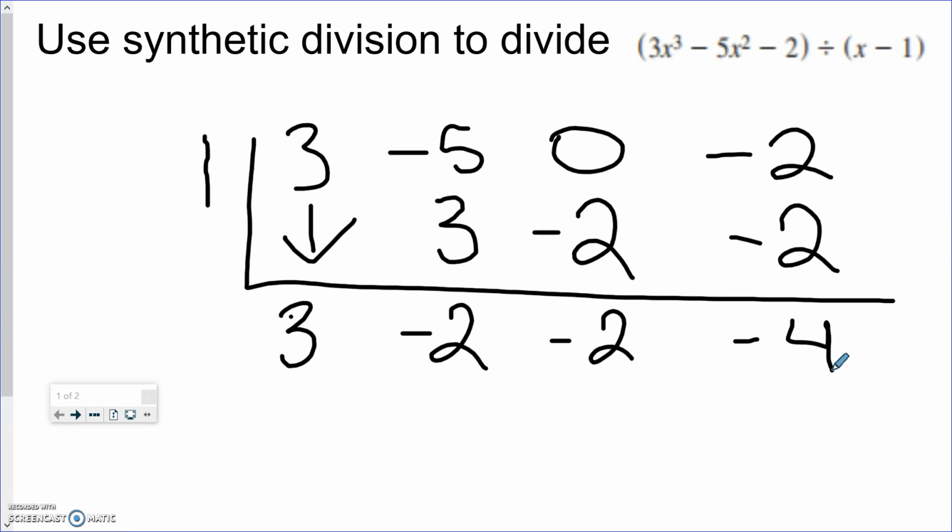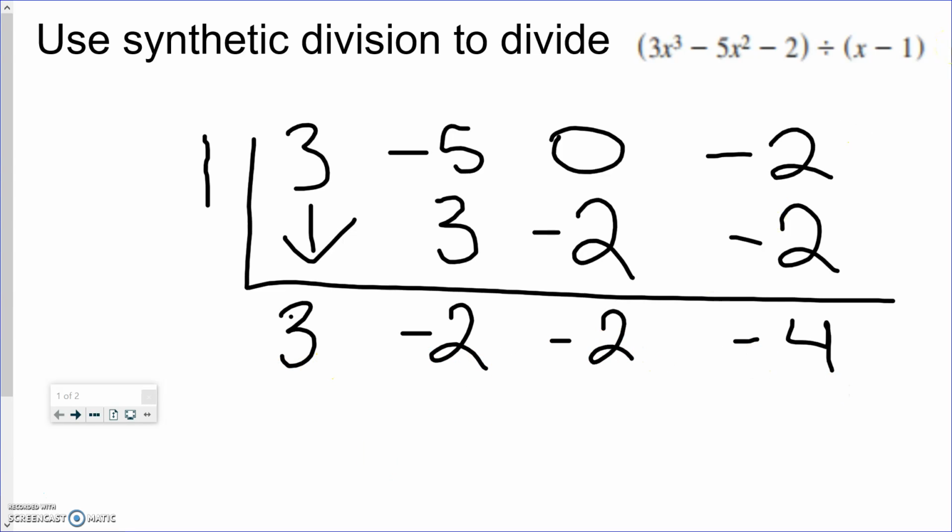Now we're ready to write out our answer. Our answer is going to have these numbers as our coefficients. The answer all the way to the right is always going to be our remainder. The answer next to that is going to be our constant term. Next to that is the coefficient for our x. And next to that is our coefficient for our x squared. If it continued, we might have an x cubed over here, or an x to the 4th over here, and so on and so forth. But this one only has these 4.